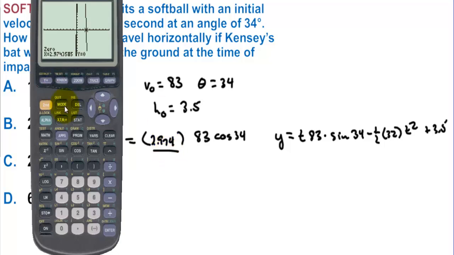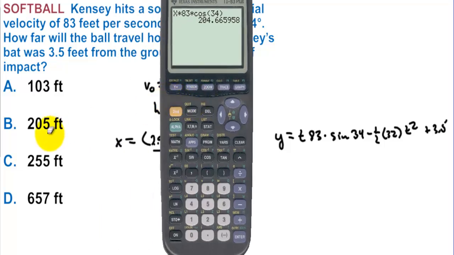We can plug that in for x, and then go to the home screen, and we have x times 83 times cosine of 34. And the answer is 204 approximately, which on this one the answer is letter B, 205.